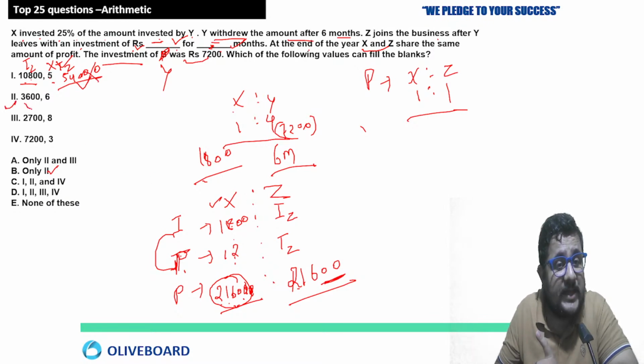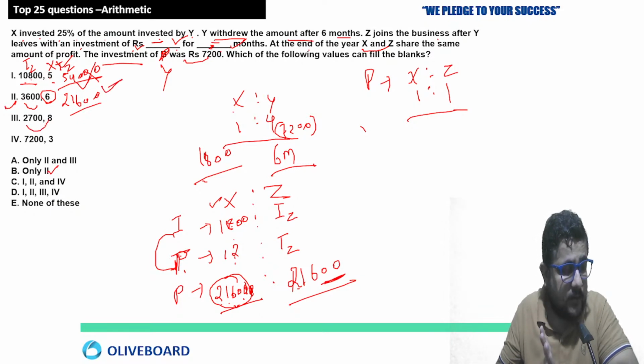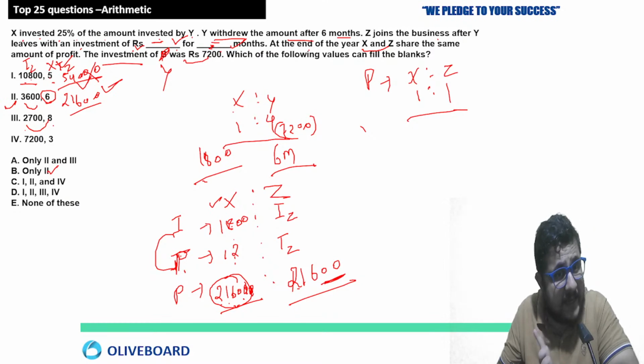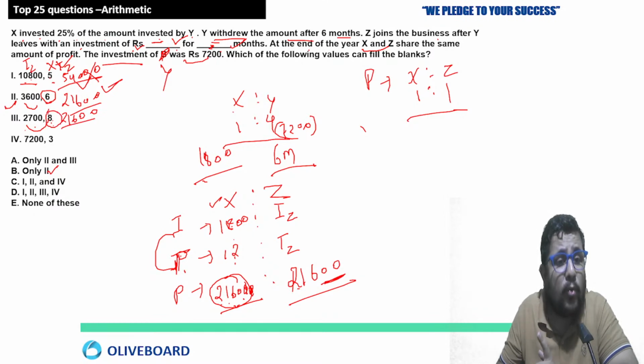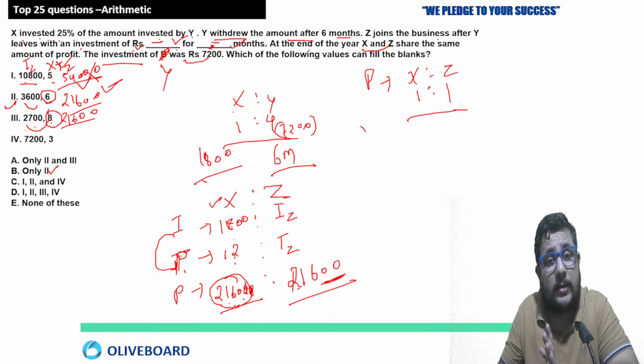Now second, 3,600 and 6 months. So 36 into 6 is 21,600. Yes, it is satisfying. Now 2,700 multiplied by 8. So 27 into 8 is 216 and 00. Yes, it is satisfying. No, why? Because see the months here.